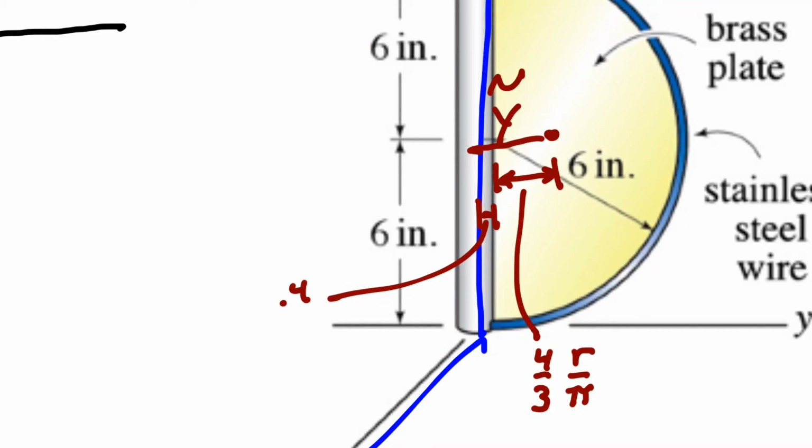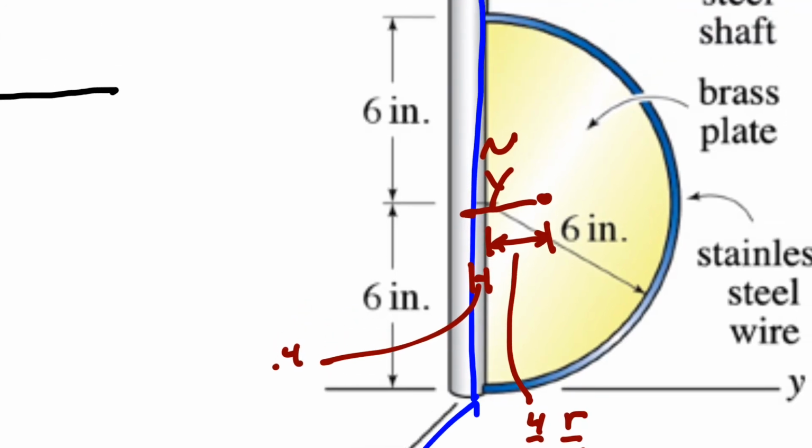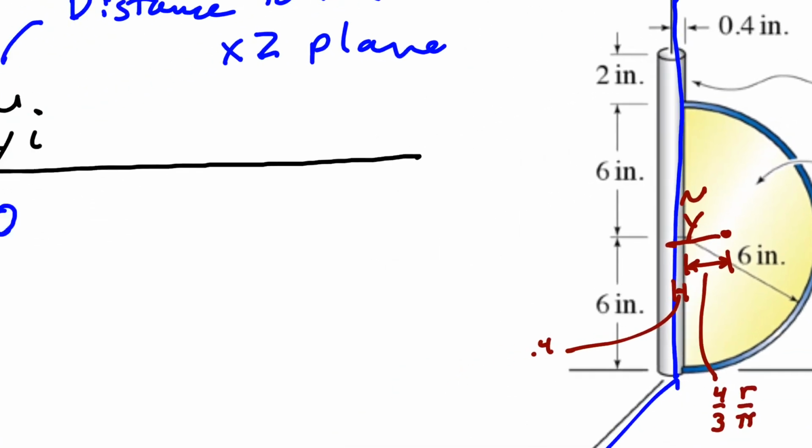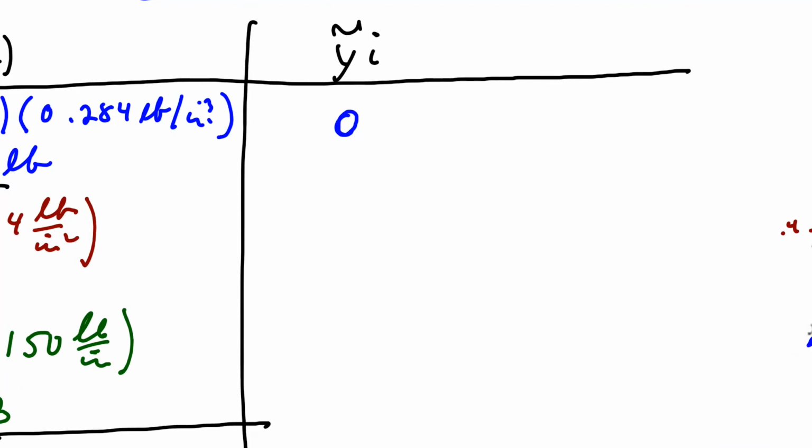Okay, if we look in on the plate, now we see that this 4/3 r over pi is this distance here. But that only brings us to the edge of that stainless steel shaft. We need the radius of that shaft, and if you'll recall, that was that 0.4. Okay, so now we can fill in our table with this information.